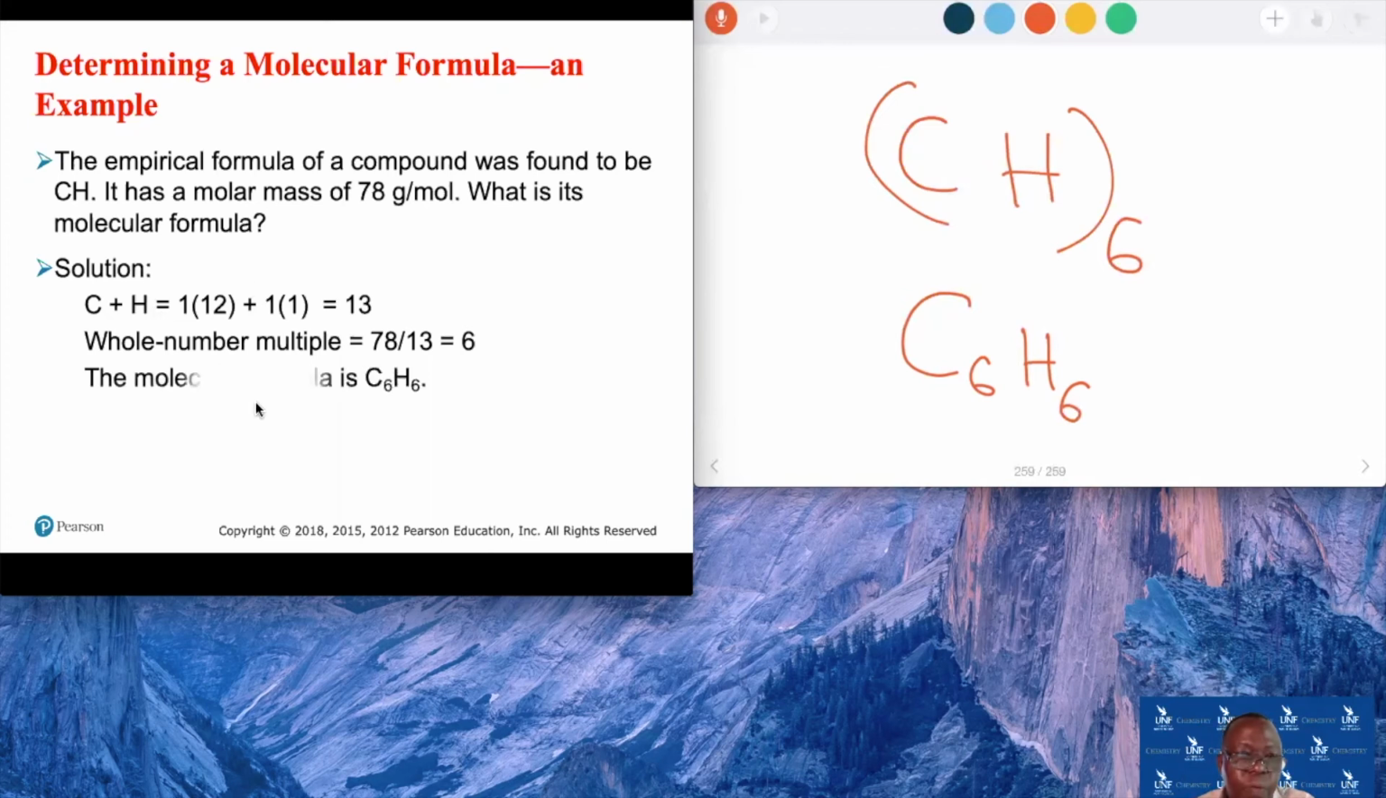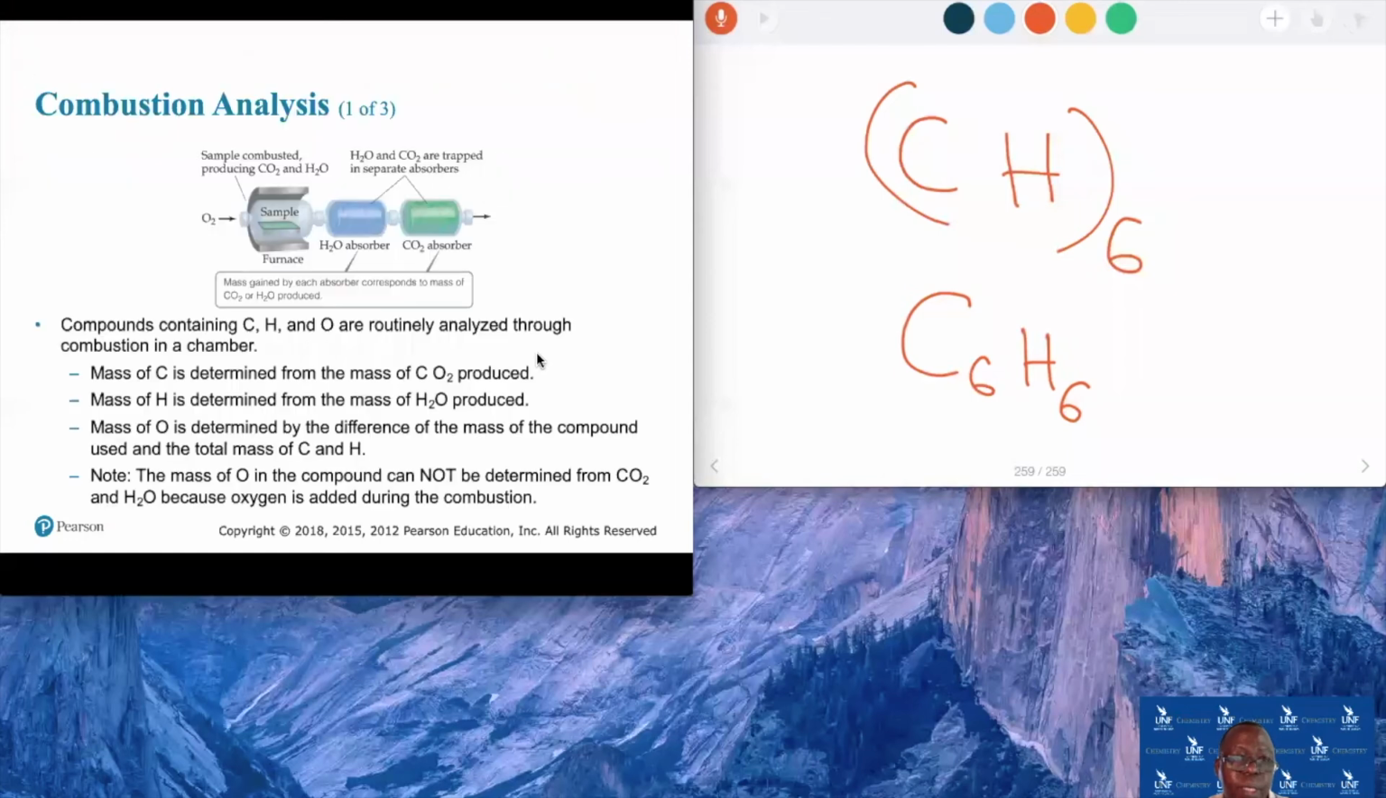So that's how you find the molecular formula. It is a simple concept that you need to practice. At the end of the chapter, there are a couple of problems on empirical and molecular formulas, all right? That will help you in understanding the empirical formula. Any question on molecular and empirical formula?